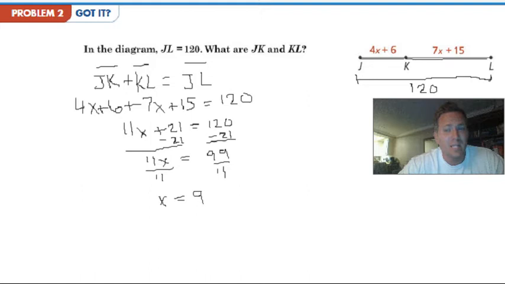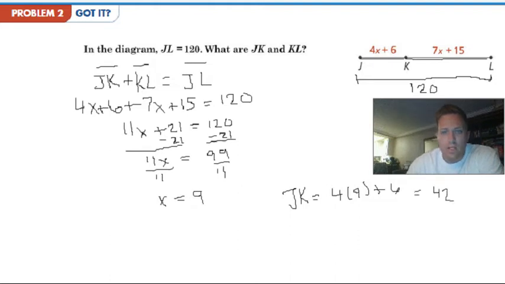The question didn't ask me what x equals. It says, well, what are JK and KL? What are those lengths? So what I need to do is take whatever x is and plug it back in to figure out what is the actual distance of that segment. So if I have JK, this is going to equal 4 times, and x was 9, plus 6. And so that's going to give me 36. 36 plus 6 is going to equal 42.